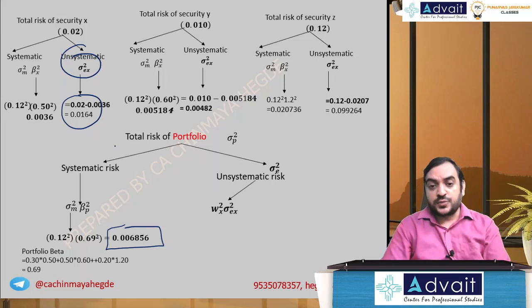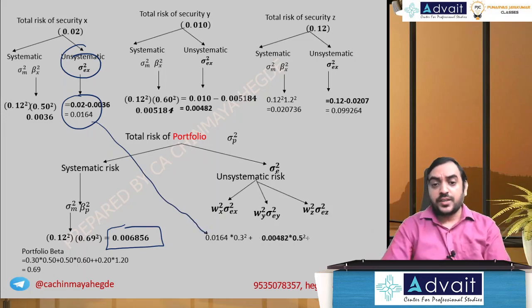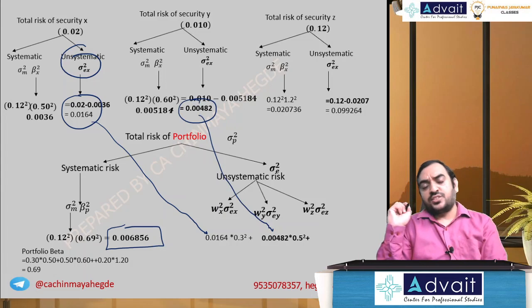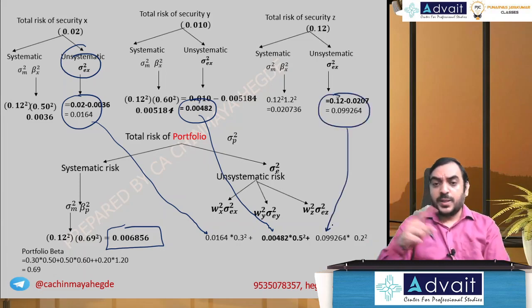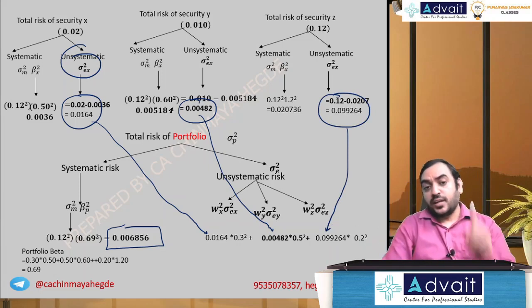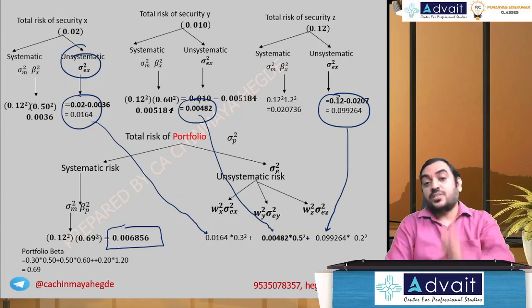So we take 0.0164 multiplied by its weight square. 0.0164 is variance multiplied by weight. Weight is 0.3 square. Then 0.00482 is the unsystematic variance of second multiplied by its weight square, 0.5 square. Then third security 0.009264 multiplied by its weight square, 0.2 square. So since these are all variances, don't square it. In the question, had they given in some problems like random error, standard deviation, then we square that. But these are all already variance, so don't square it, but their coefficients, weights must be squared.